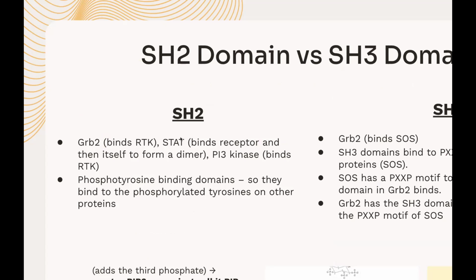And a protein that has an SH2 binding domain has a domain that can bind to SH2. Okay, so like with GRB2, it has an SH2 binding domain. It has an area of it that can bind to SH2, and SH2 would be a tyrosine residue that's phosphorylated on another protein. Does that make sense?